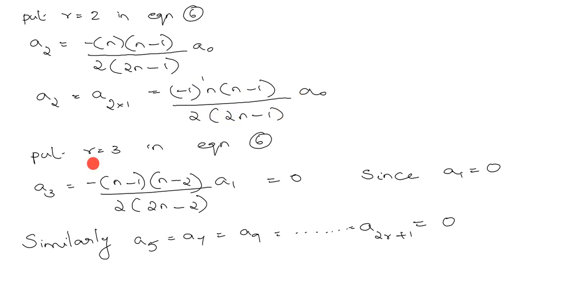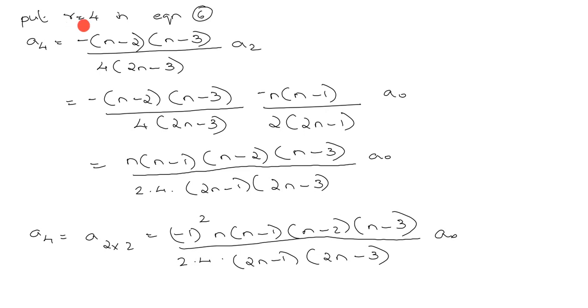Now we are going to put R is equal to 3 in equation 6, which will give A3 is equal to minus N minus 1 into N minus 2, the whole thing divided by 2 into 2N minus 2 into A1. This will be equal to 0 since A1 is equal to 0. So A3 is equal to 0. Similarly, we will be getting A5 in terms of A3, A7 in terms of A5, A9 in terms of A7, but A5 will be equal to 0, A7 will be equal to 0, A9 will be equal to 0, or in general A2R plus 1 is equal to 0.